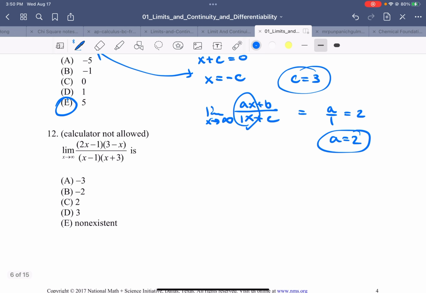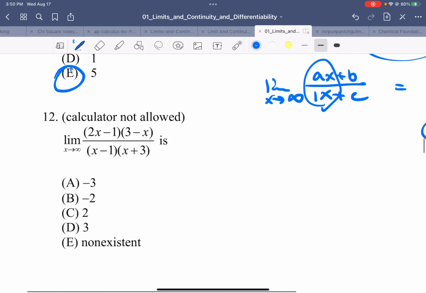Number 12, limit as x approaches infinity. So again, this is a horizontal asymptote. So I only care about the highest power term. Okay, so multiplying this will give you x squared. X squared will be the highest power term. So negative 2x squared, and then this time this is x squared. If you fold it out, you have other terms, but we ignore them, because that's not the highest power term, then you don't have to worry about it.